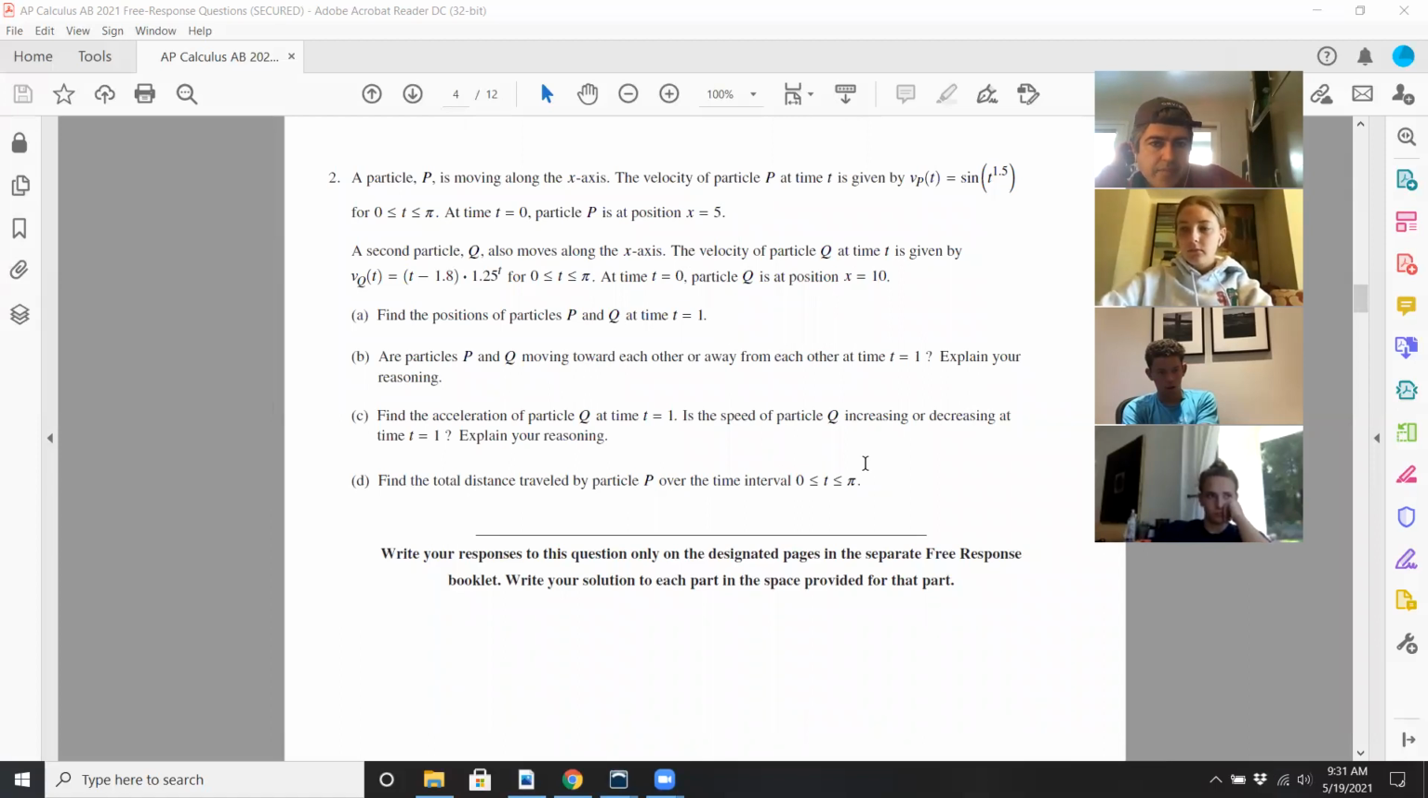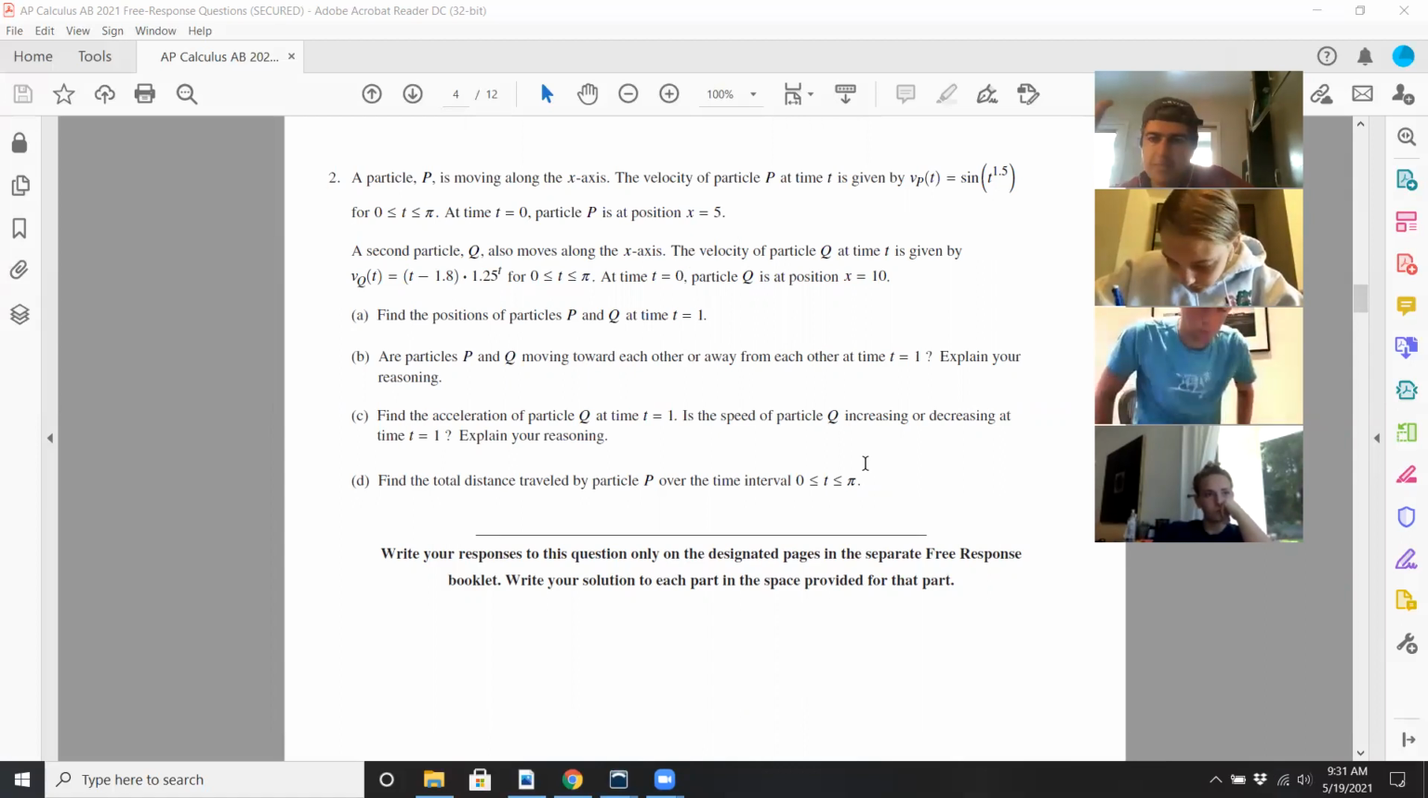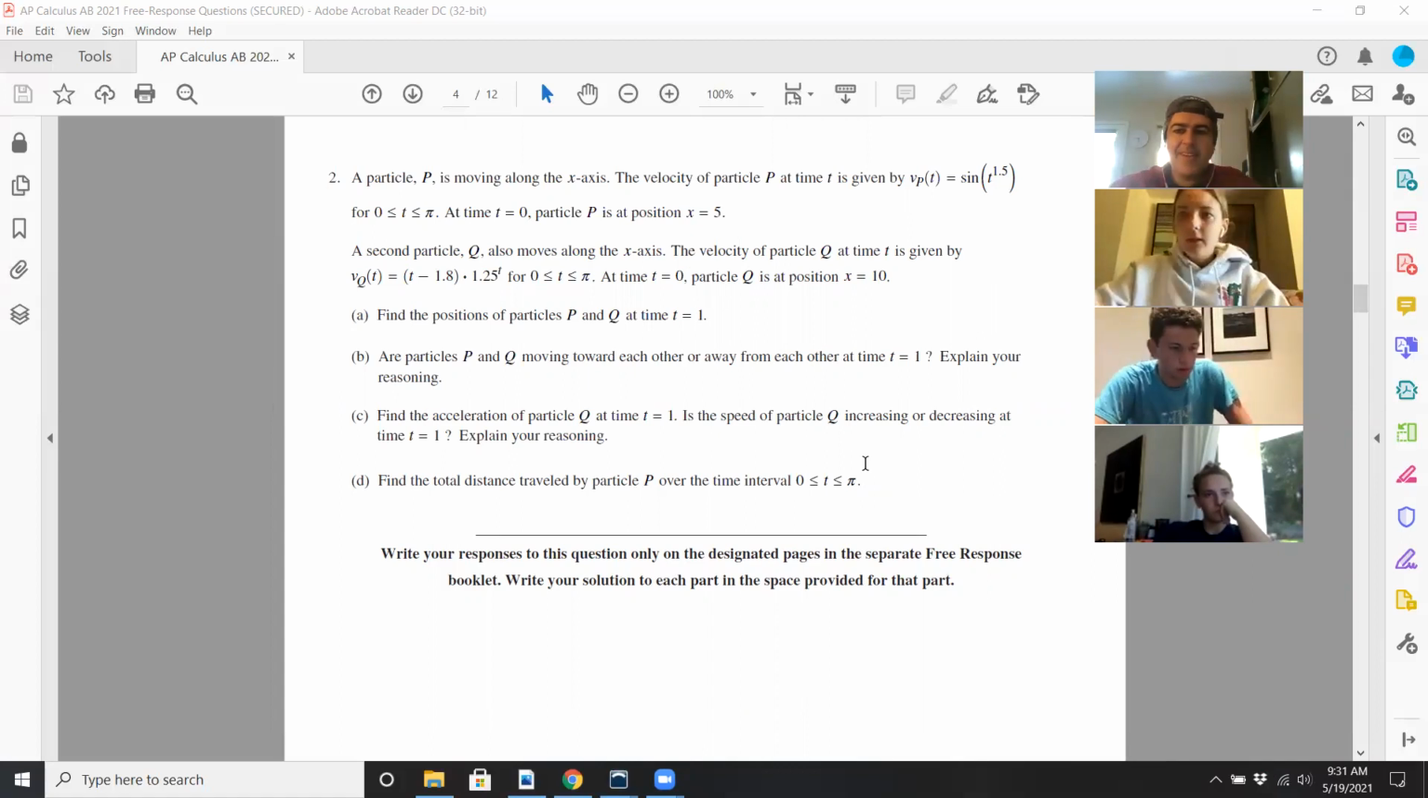So look at number 2. So this is a linear motion one. So velocity of particle P is given by that function, great. And the interval is from 0 to pi. You're given an initial position, great. You have another particle that has its own function, great. And the same interval, 0 to pi, great. And initial position, great. Okay, so a lot of things are great here. We have a lot of information. It's very organized. I like it.